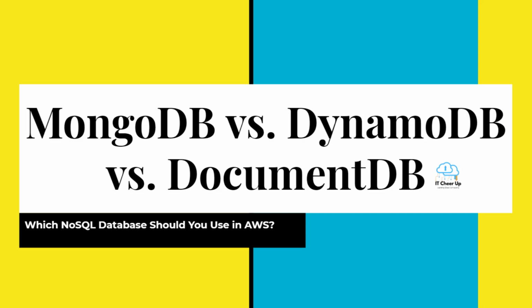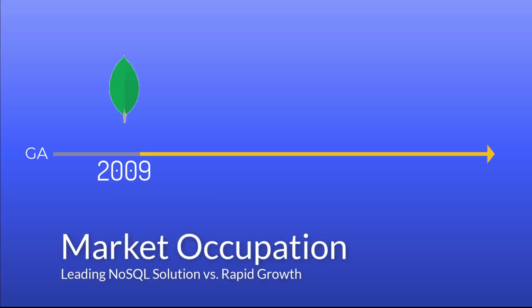Let's compare MongoDB, AWS DynamoDB, and AWS DocumentDB today, and find out which NoSQL database solution you should use in the AWS.